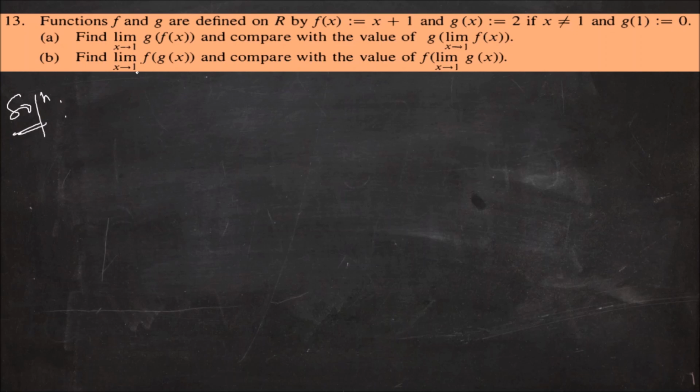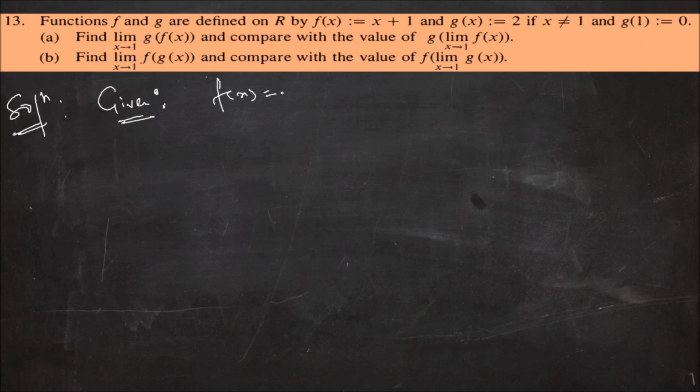In question number 13, we have been given two functions f and g, where f(x) is equal to x plus 1 and g(x) is equal to 2 if x is not equal to 1, and g(1) is equal to 0. In part (a) of this question, we have to find the limit as x tends to 1 of g(f(x)), and then compare this value with the value of g of the limit as x tends to 1 of f(x).